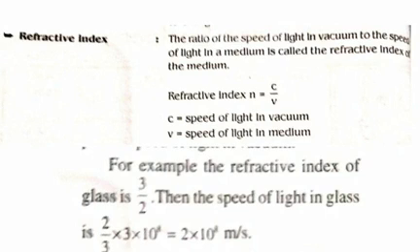Because he is asking us to calculate the speed of light in glass. Glass is one of the media. So what is the speed of light in glass? We have to identify glass as one of the media, which is denoted by V.